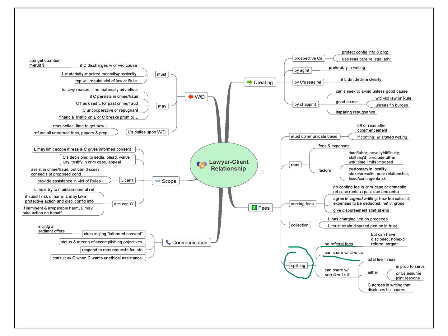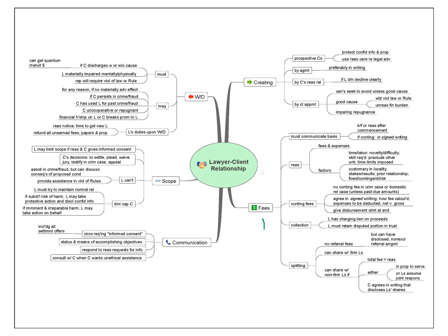But you can share fees with lawyers in your firm or lawyers outside of your firm if you comply with Rule 1.5E, which includes the total fee's got to be reasonable. It's either paid in proportion to the services provided or otherwise, as long as the lawyers both assume joint responsibility and the client agrees in writing, in a writing that discloses each lawyer's share. Also keep in mind that lawyers can have disclosed non-exclusive referral fee agreements. You don't really see those very often. They just have to be non-exclusive and disclosed to the client, and then they are okay.